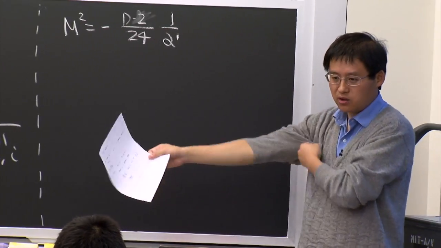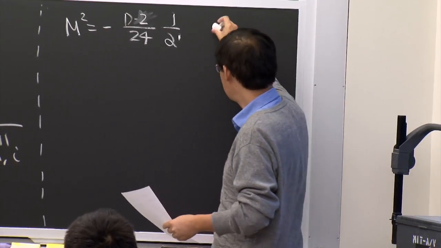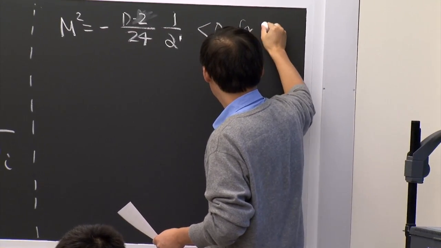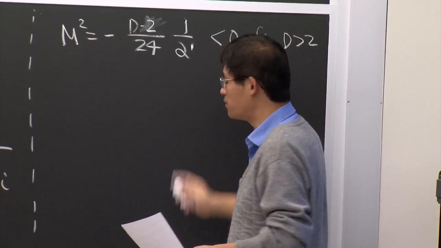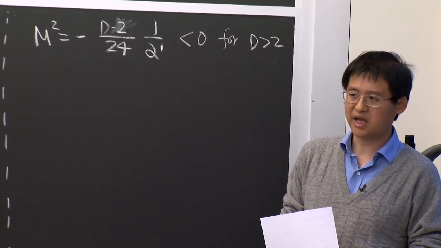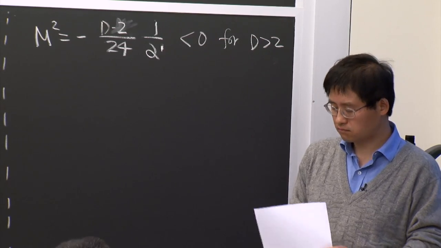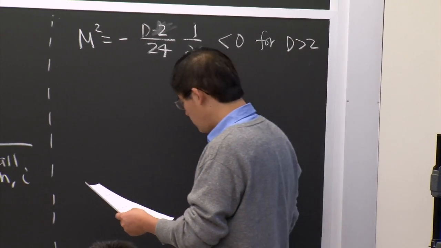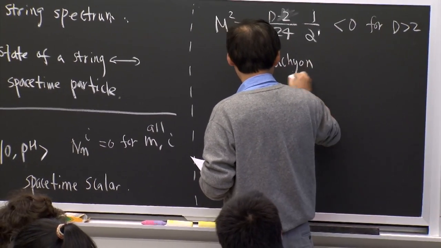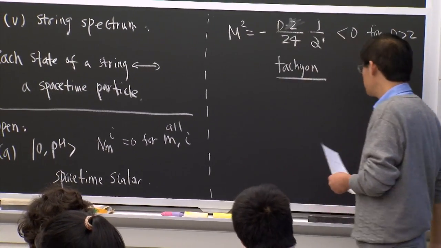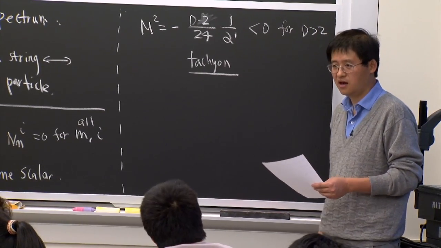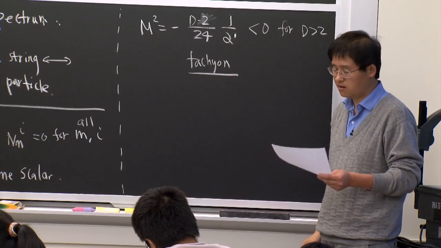So one immediate thing you notice is that this is smaller than zero for d greater than 2. Say for any space-time dimension greater than 2, you actually find a negative mass square. So people actually give a fancy name for such kind of particle. They call it tachyon. And in the 60s, people designed experiments to look for such particles, particles of negative mass square.